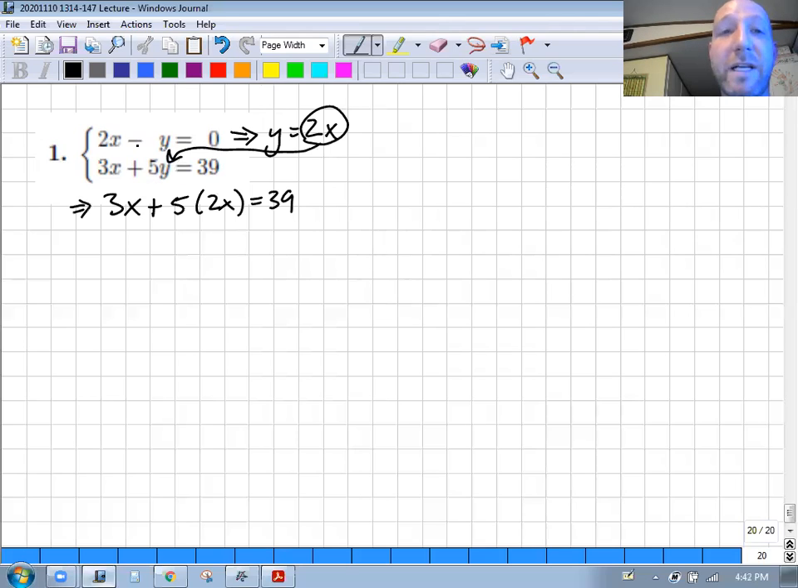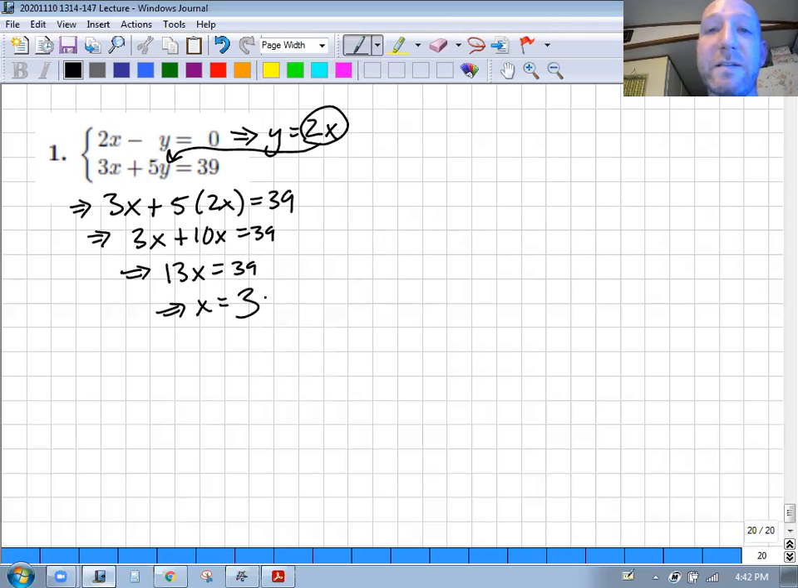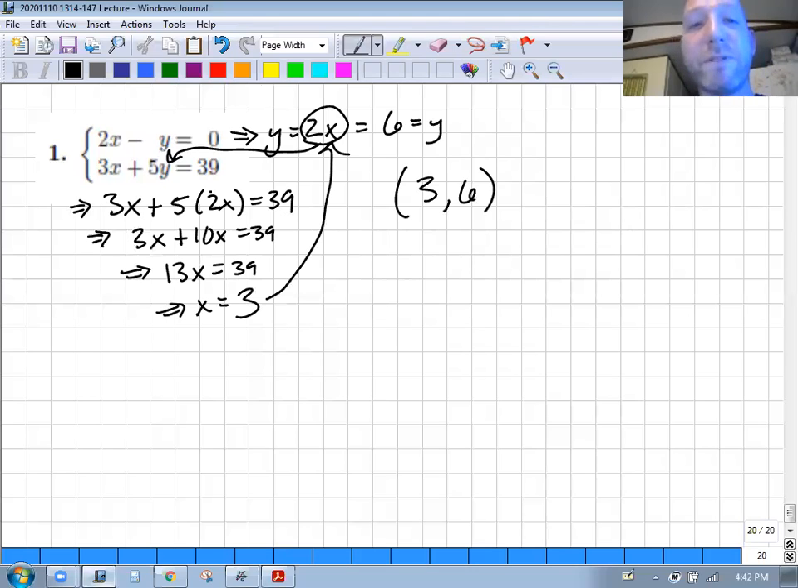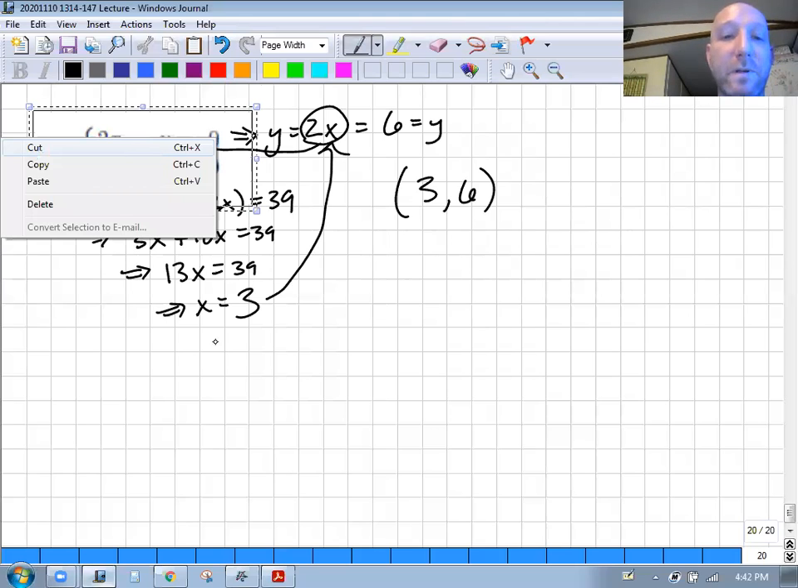All right, so we're getting a third equation by substituting one into the other. And now we solve it. 3x plus 10x is 39. 13x is 39. So x is 3. Now that we know what x is, we plug it in here. 2 times 3 is 6. So the solution is 3, 6. And we can plug the numbers in to check our work. So that's one way of doing it.